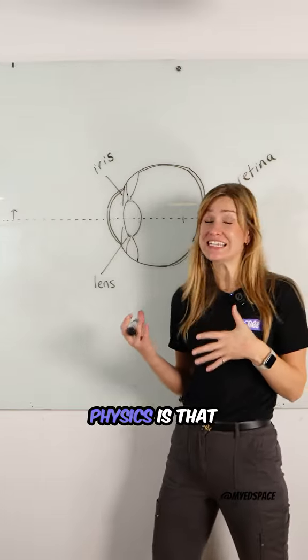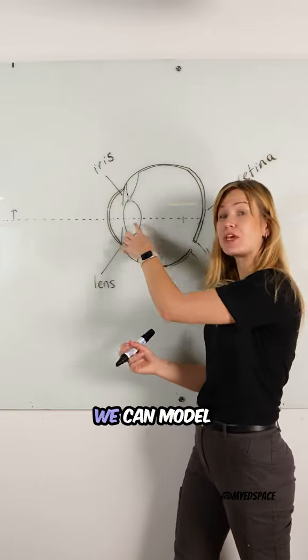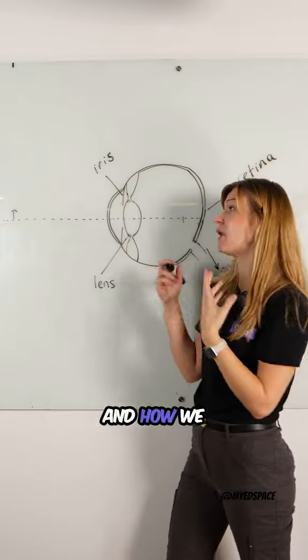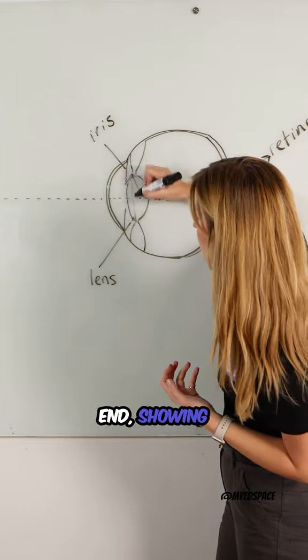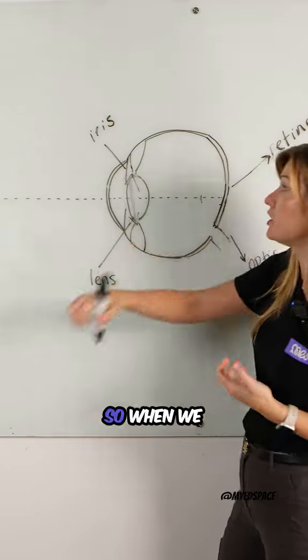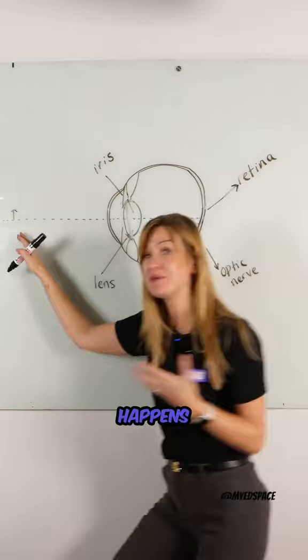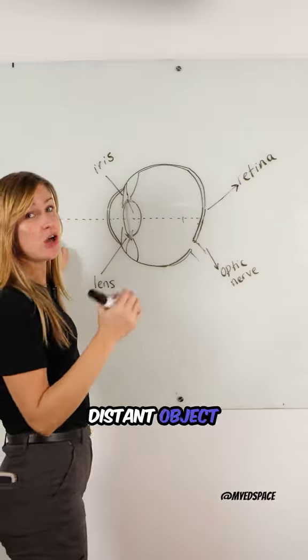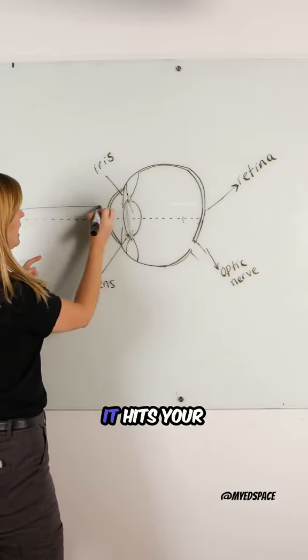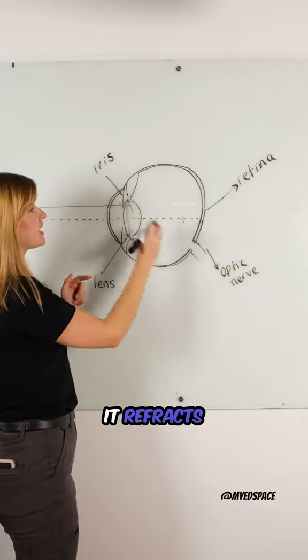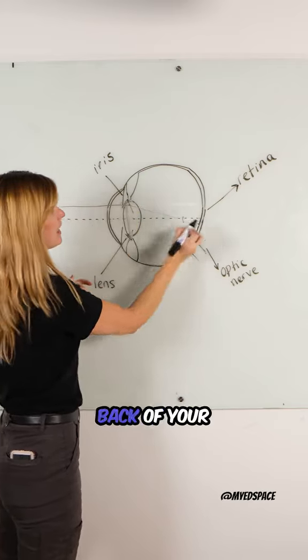So Laura, the physics is that in the lens in your eye we can model it as a convex lens. And how we draw that in physics is just a straight line with two arrows at the end showing that it's fatter in the middle. So when we have our distant object, what happens is the light will leave the distant object and travel towards your eye. So the light leaves the top of the object, it hits your lens, and then it refracts through the focal point and hits the back of your eye.